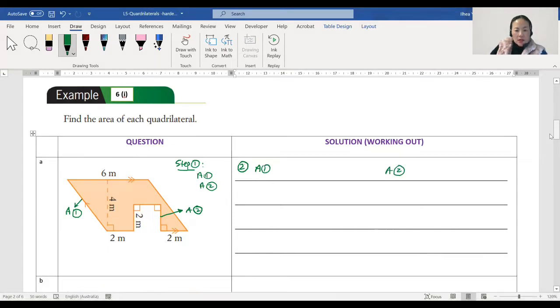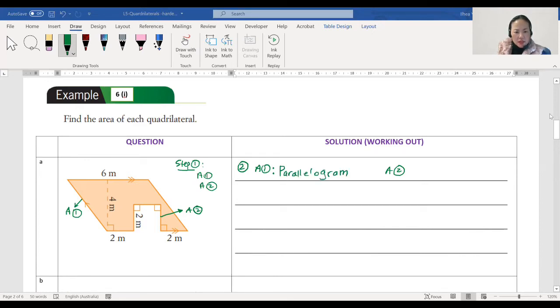So let's have a look at area 1. What kind of quadrilateral is this one? It's either a parallelogram or a rhombus, okay, because it's tilted. Now, a rhombus has all 4 sides equal, but that doesn't satisfy this shape because it doesn't say that all 4 sides are equal. So this must be a parallelogram, okay?